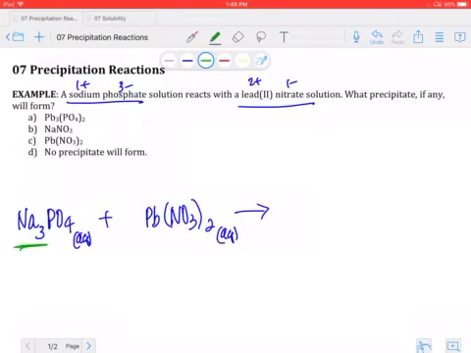In the sodium phosphate, my cation is sodium. In my second reactant, the anion is nitrate. So I'm going to take the cation from the first reactant, combine it with the anion from the second, and then we're going to take the cation from the second and combine it with the anion from the first. And these will be our two products.